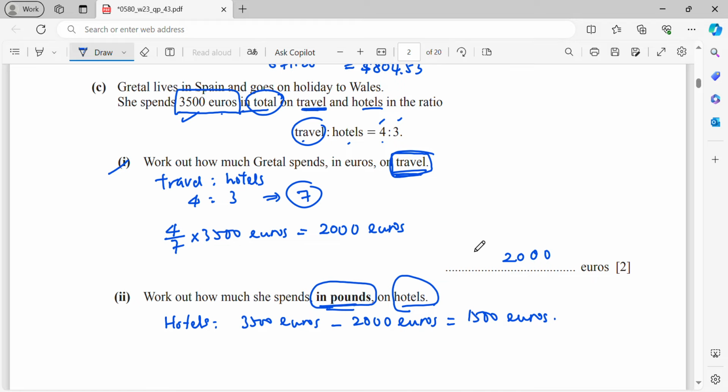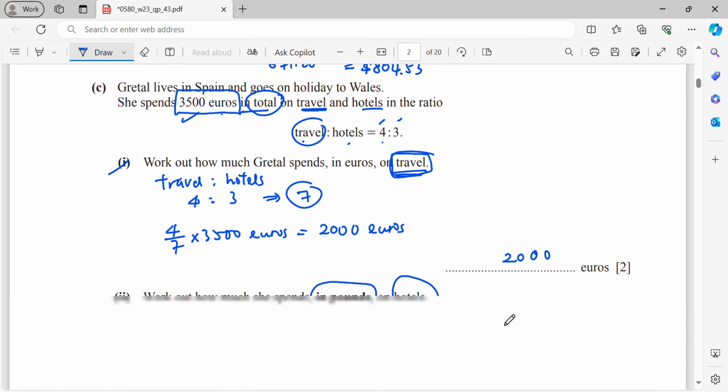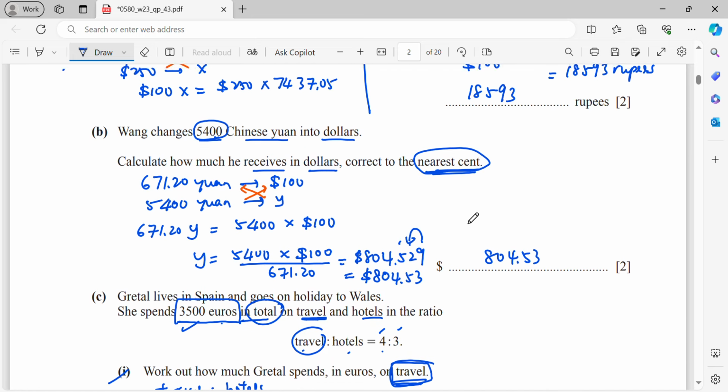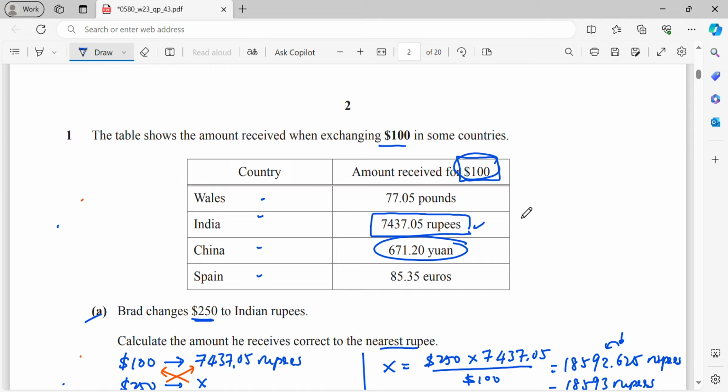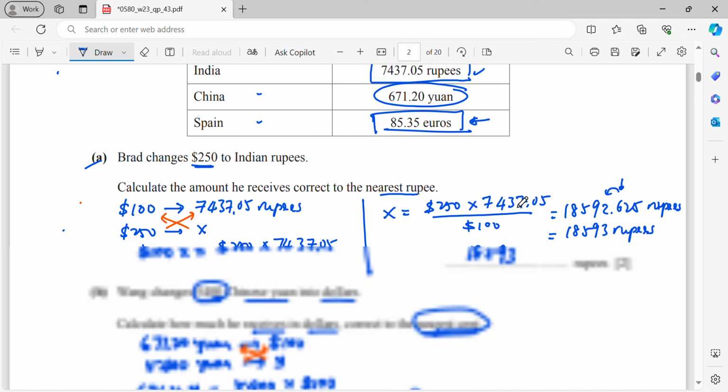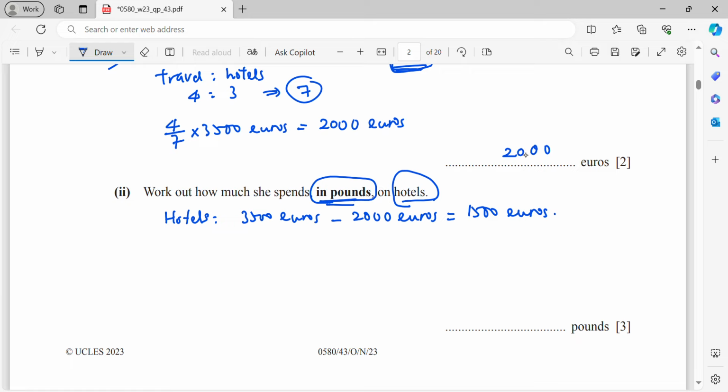So from here, you are getting the euros. So I will change the euros to dollars first. Then from dollars, I change to pounds. So now, from euro, see here, $100 will be equivalent to 85.35 euros. So now, 85.35 euros equivalent to $100.